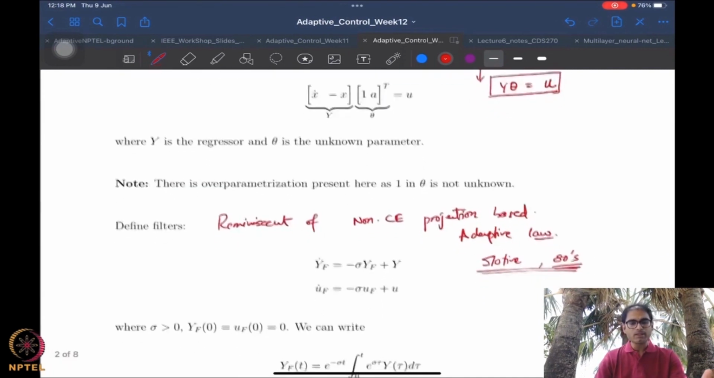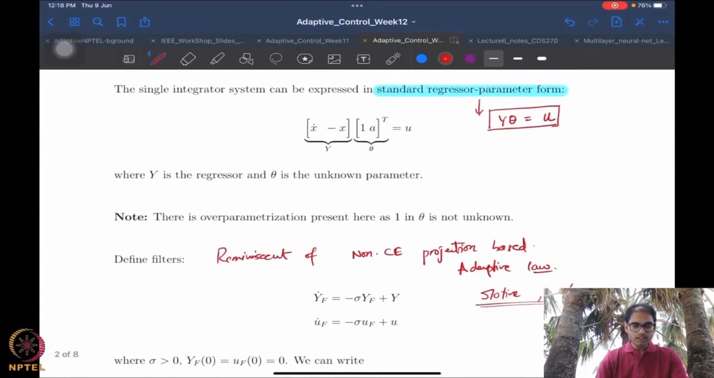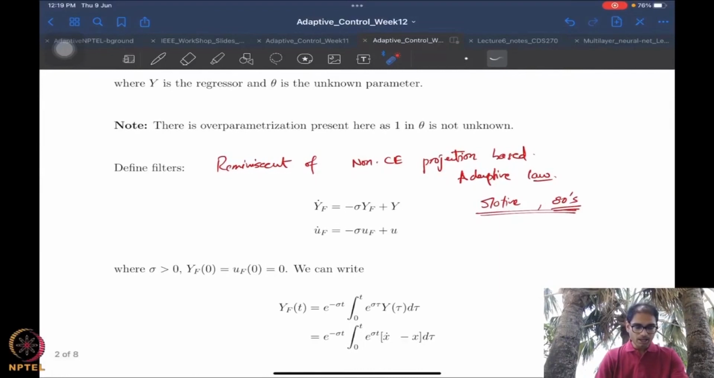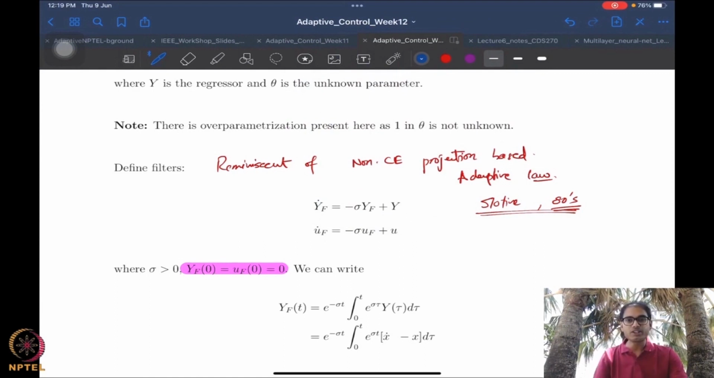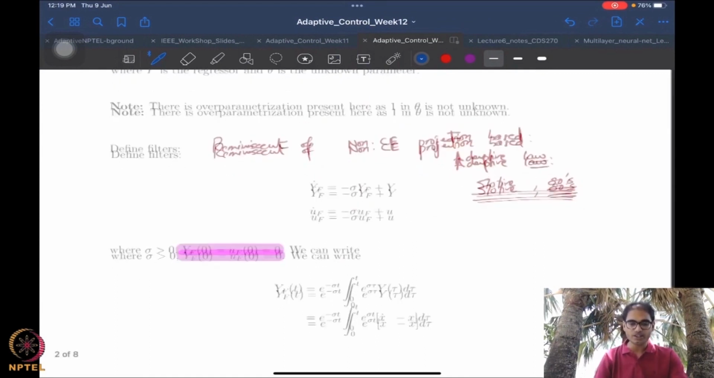Now, what's the idea again? In there also, if you remember, in this equation, you essentially filtered everything that was known to you. All known quantities got filtered, right? So what is known, the regressor is known and the control is known. So both of these are passed through a low pass filter, if you may, with some bandwidth sigma, which is positive, of course. And the additional thing here is you require zero initial conditions, right? In our earlier result, the initial conditions were not specified, but here we are specifying the initial condition to be zero.